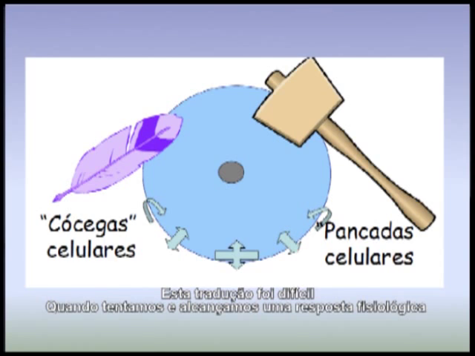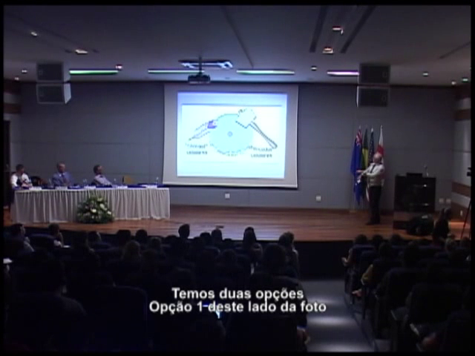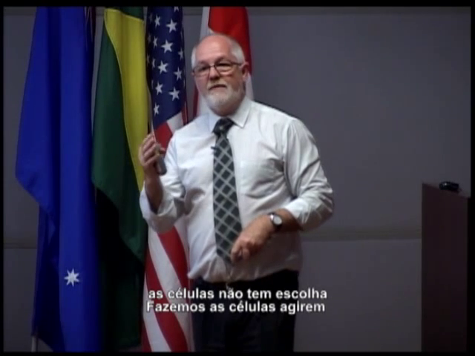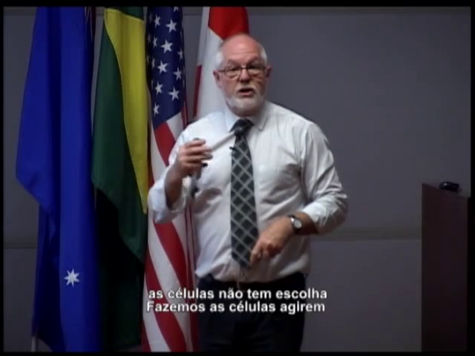This translation was difficult. When we try and achieve a physiological response, we've got two options. One option, over this side of the picture, is not subtle. We are using energy and we are forcing the cells to change behavior. The cells do not have a choice. We make the cells do an action.